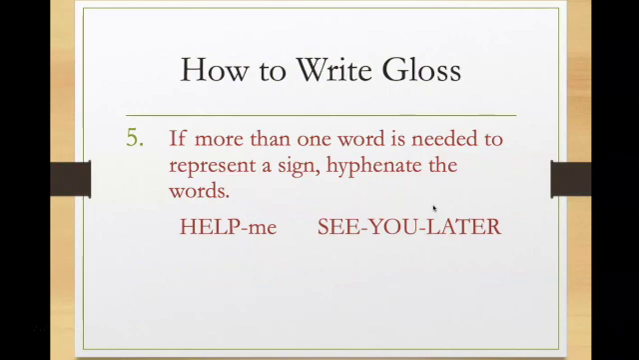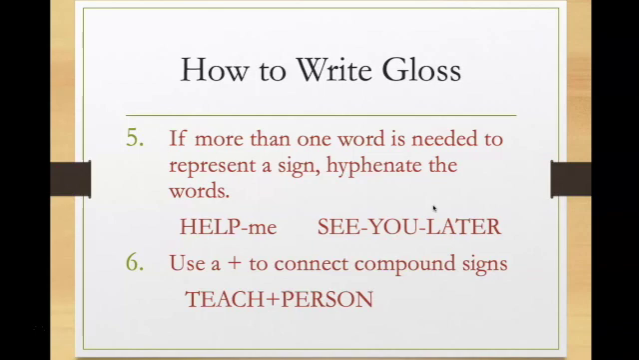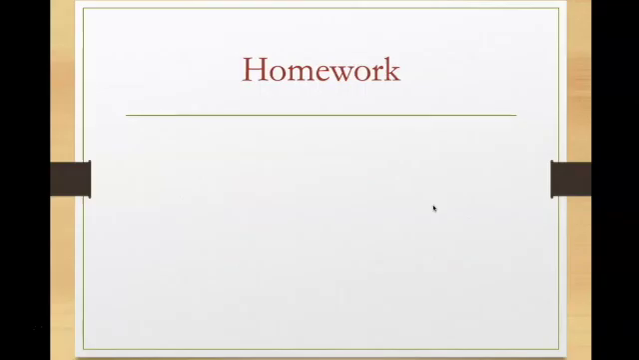If we have more than one word that's needed to represent a sign, we're going to hyphenate the words. So help-me is one sign. See-you-later is one sign, even though it takes multiple words in English. Sometimes the opposite is true. Sometimes it takes us two signs to make one English word, like teacher is teach plus person. So we're going to use a plus symbol to add those together.